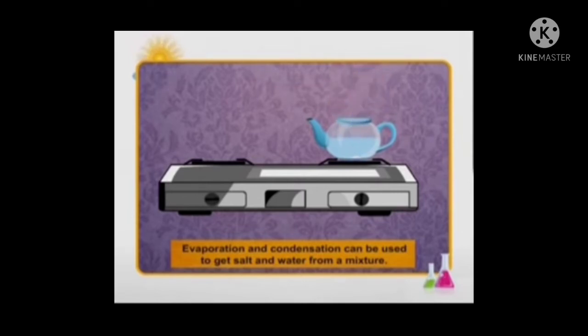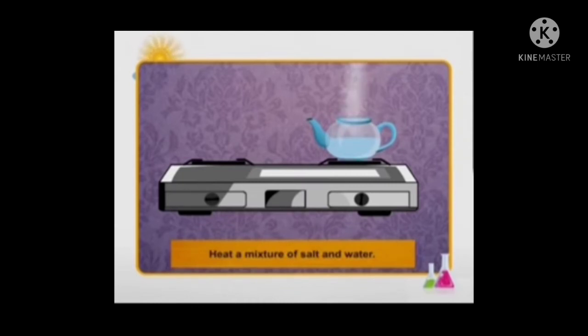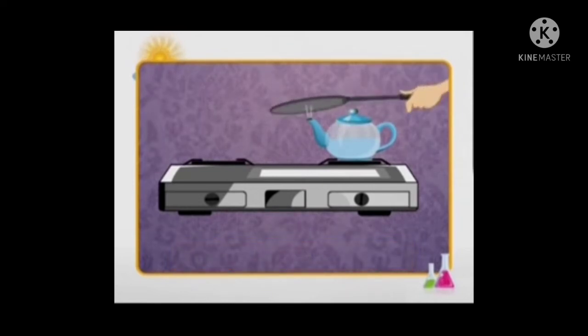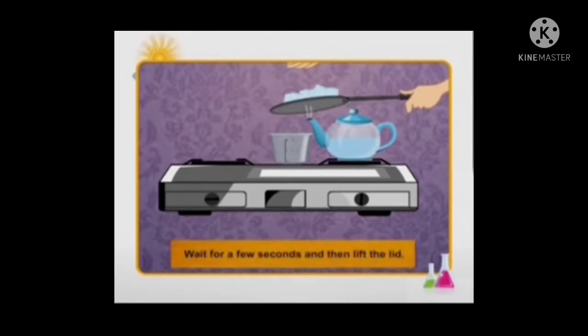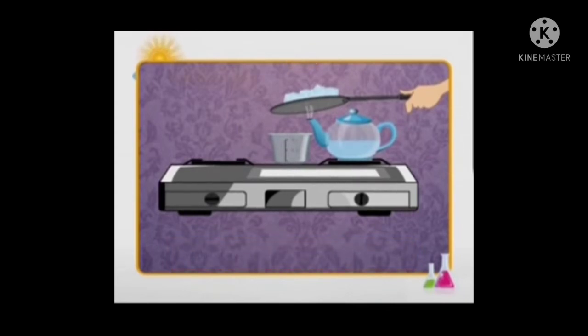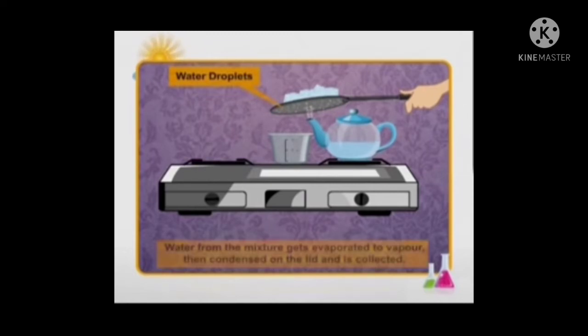Heat a mixture of salt and water in a pot and cover it with a lid. Heat the pan for some time. Now, place some ice on another lid and wait for some time. And then lift the lid slightly away from the pan as shown. Can you see water droplets form under the lid? From where did these water droplets come?